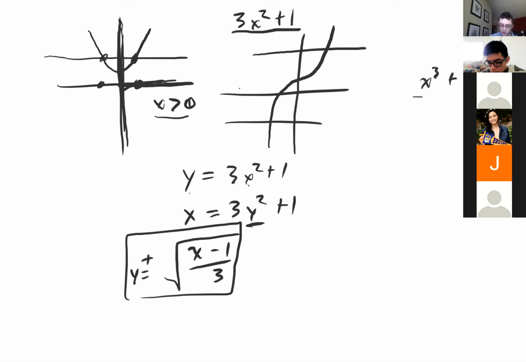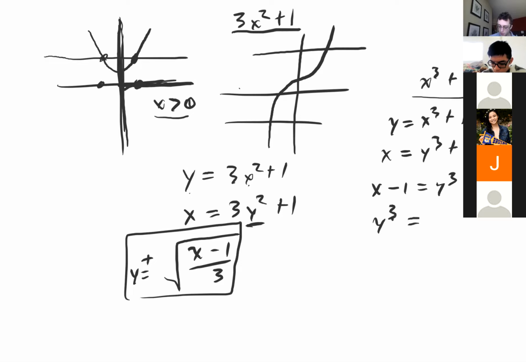In this case, we have a much easier job because we can just find the inverse globally, meaning on the whole plane. Here we do the same replacement. We have y equals x cubed plus 1. Then x equals y cubed plus 1. Then x minus 1 equals y cubed. Because you don't have the plus or minus business, you can just take a cube root and you get the cube root of x minus 1. And you can check in the privacy of your own home that these actually give you valid inverse functions.